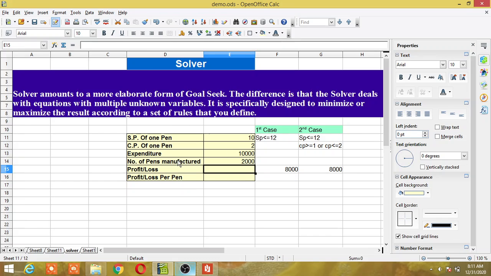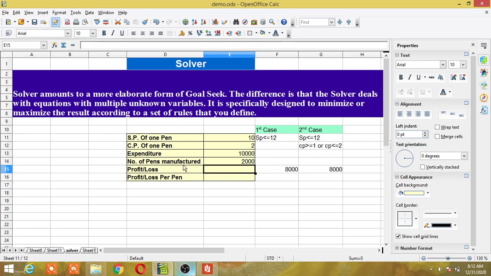Here I've taken an example of a manufacturing unit. This manufacturing unit is manufacturing pens, and here I've created a table where the selling price of one pen is 10 rupees, the cost price of one pen is 2 rupees, the expenditure of that plant is 10,000, and the number of pens manufactured is 2,000. So let us first calculate the profit or the loss.